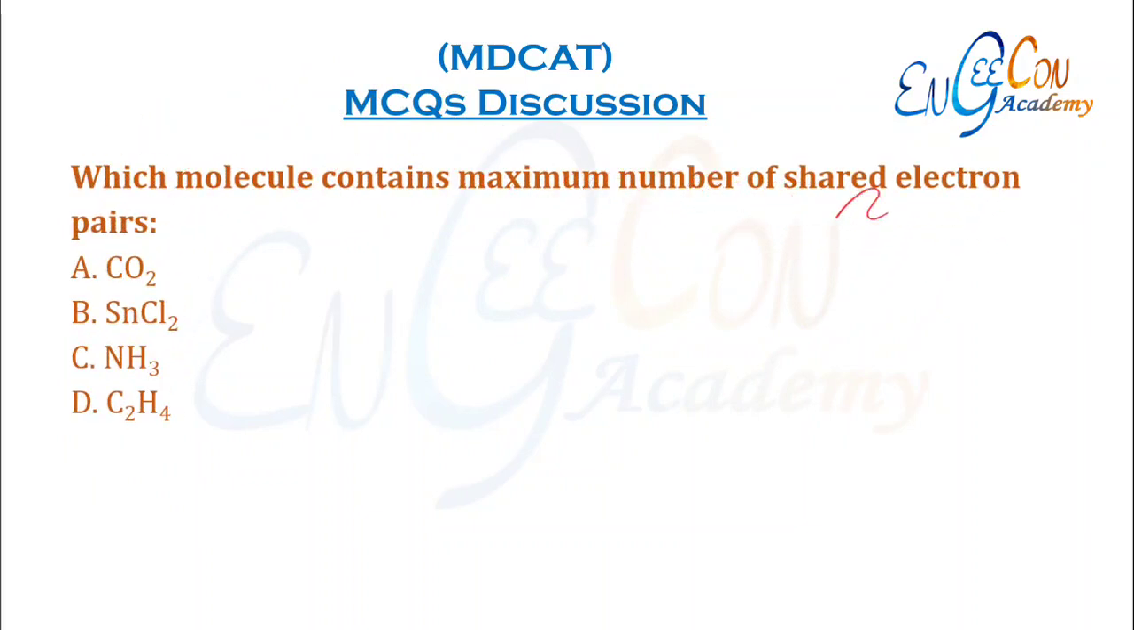Which molecule contains maximum number of shared pairs? So now maximum shared pairs are present in? For carbon dioxide, we have 4 shared pairs of electrons because we have 4 bonds. For SnCl2, we have 2 bonds, so we have 2 shared pairs. For NH3, we have 3 bonds, so we have 3 shared pairs. And for C2H4, we have a total of 6 bonds, so we have 6 shared pairs of electrons, so it has maximum shared electrons.